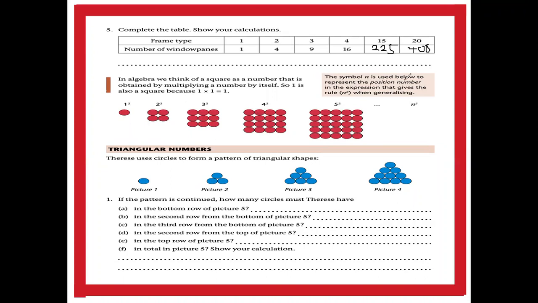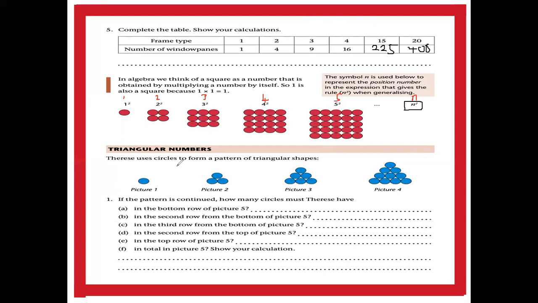The symbol n is used below to represent the position number in the expression that gives the rule n squared when generalizing. Okay, so that's what we've been doing before. So this is the term number. So if we had to get our red pen, just so you guys remember, this would be the first term, second term, the third term, the fourth term, and the fifth term. Okay, and then this would be the nth term, and this would be the expression to get any number. So this would be how you would find how many window panes are in a type.